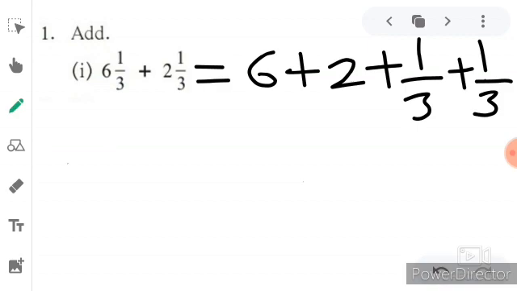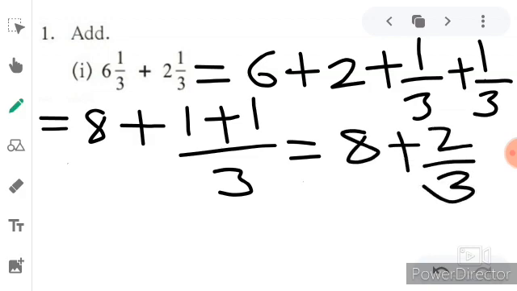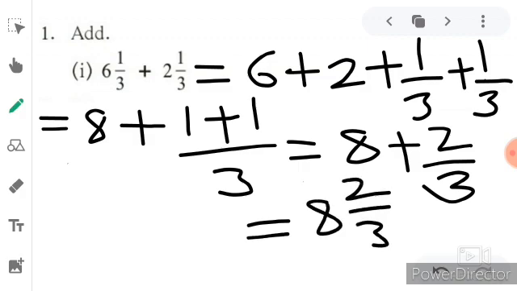Now students, 6 plus 2 is equal to 8. Then 1 plus 1 upon 3, we can also write like this. Now it is equal to 8 whole number as it is, plus 2 upon 3. Here we can remove the sign of addition. So our answer is 8 whole number 2 upon 3. I hope you will understand.